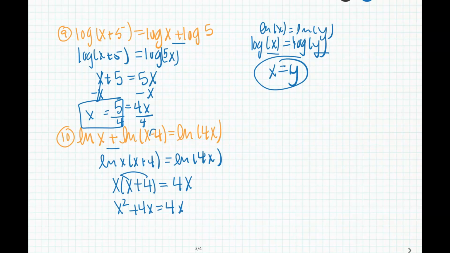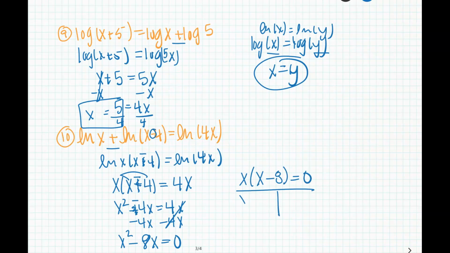Oh, I messed that up. This was a minus. I knew things were canceling out too much for me there. It's a minus. So I'm going to minus this 4x. Still solving quadratics from unit 1. So x squared minus 8x is equal to 0. Now this will factor an x out of both, so it gives me x times x minus 8 equals 0. And then I could just say, well then x is 0, and x minus 8 is equal to 0. So that would give me x to be 8.